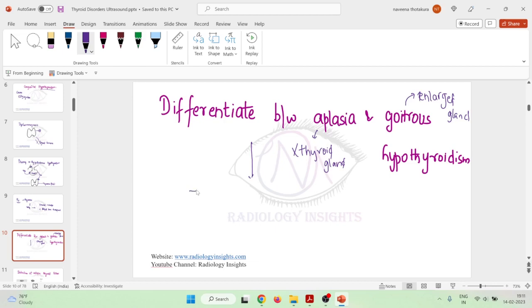Obviously, you can use ultrasonography to find out whether there is aplasia or whether there is goiter. So you can measure the lobes of the thyroid. You can measure the thyroid volume or thyroid lobes. This is done by ultrasonography.